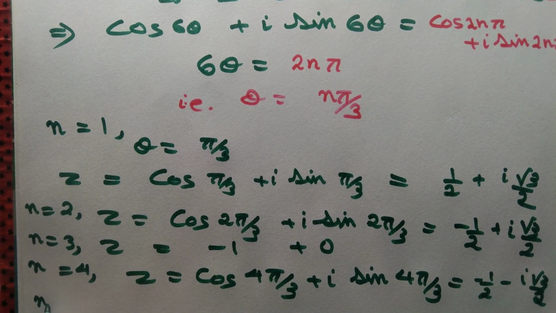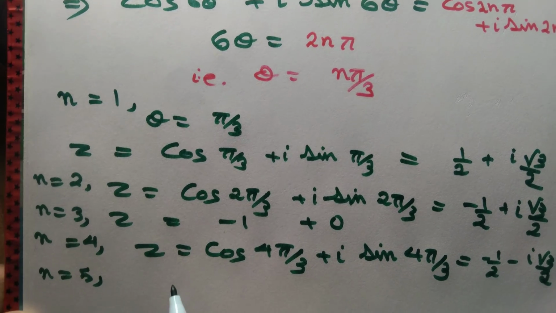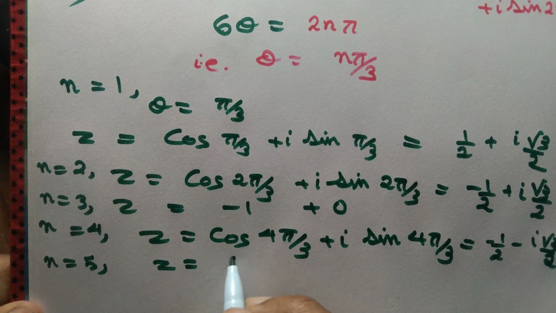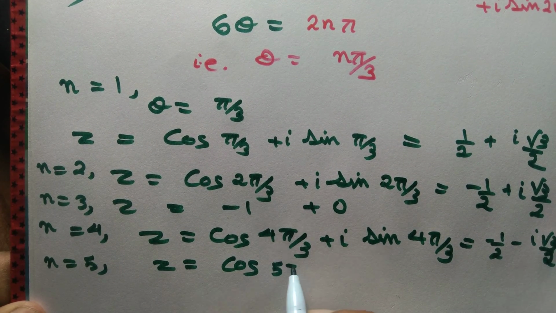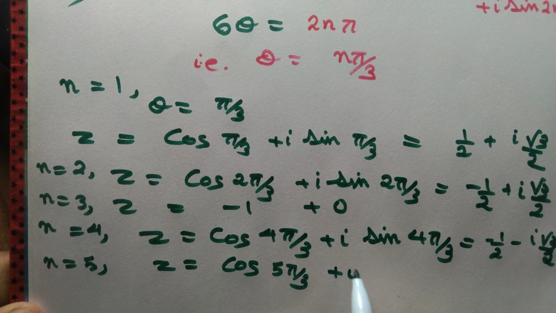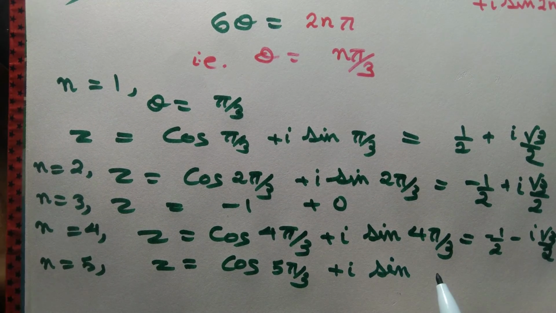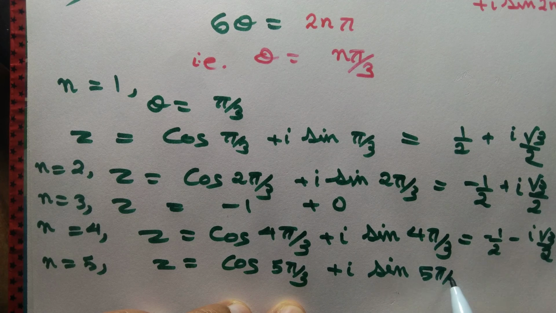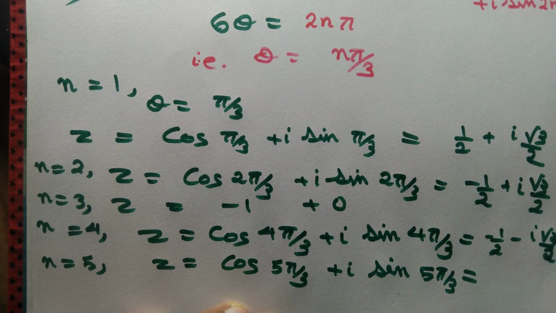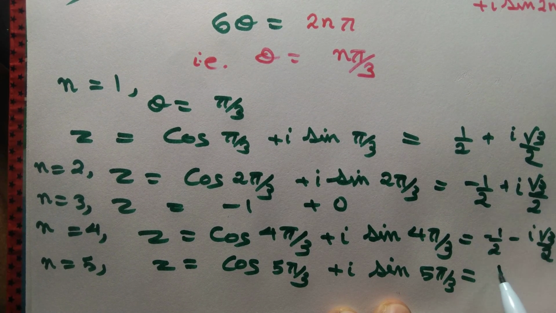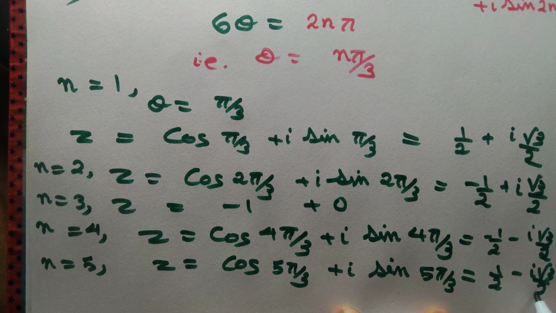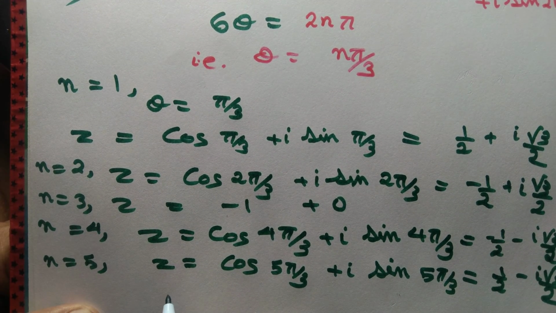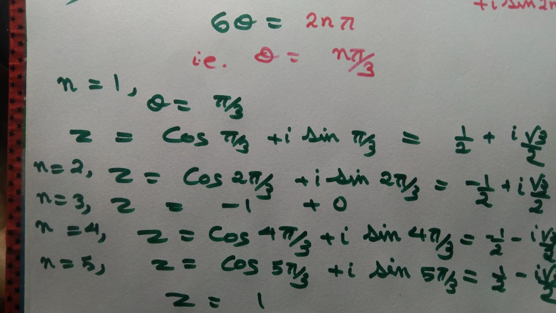When n equal to 5, z equal to cos 5 pi by 3 plus i sin 5 pi by 3, which is equal to 1 by 2 minus i into root 3 by 2. When n equal to 6, z equal to cos 6 pi by 3, that is cos 0, which is 1. And sin 0 is 0.